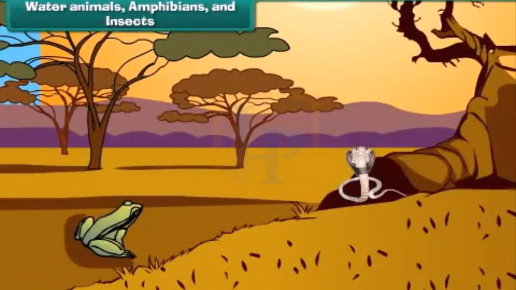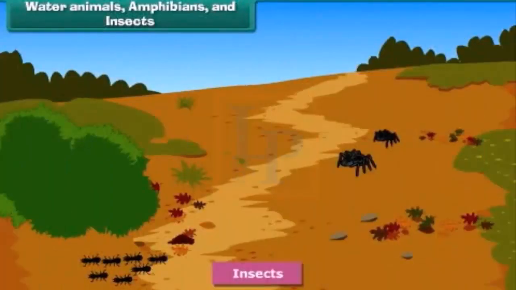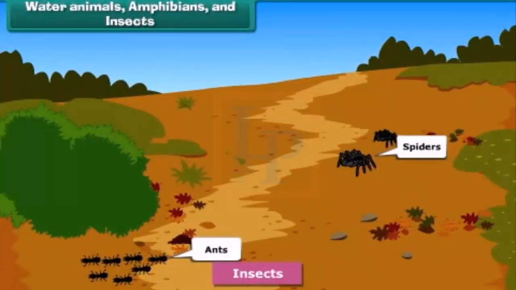There are some animals that can live both on land and in water. These are called as amphibians, for example, frogs and snakes. The insects crawl on ground or other supports, for example, spiders and ants. Some insects can fly also.